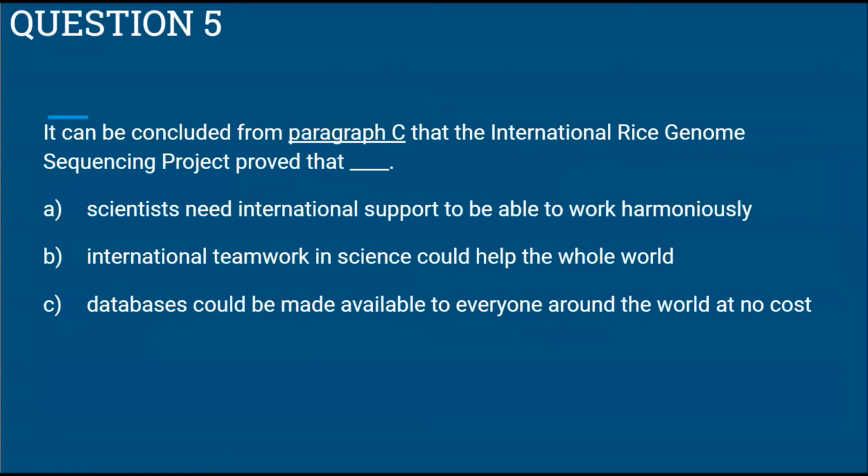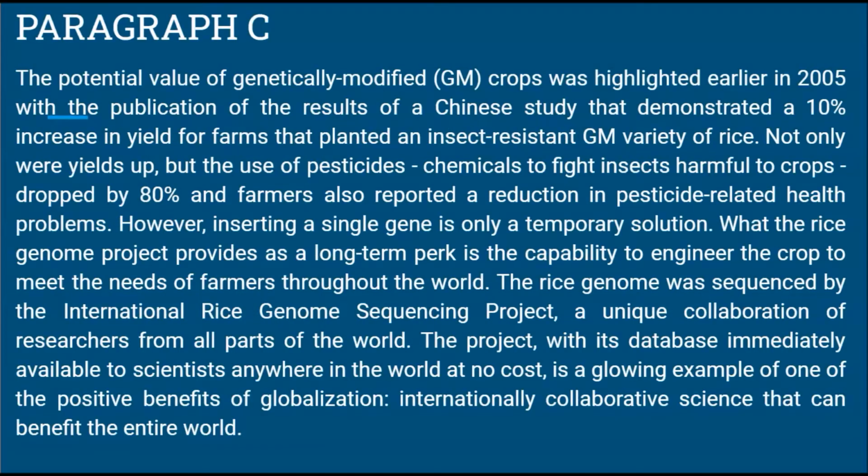And here's your question 5. It can be concluded from paragraph C that the International Rice Genome Sequencing Project proved that... So what is the correct answer? A, B, or C? Now read the question carefully again with the choices. You can now pause the video. Here's again paragraph C. This time you will look for the answer for question 5. Now please pause the video.